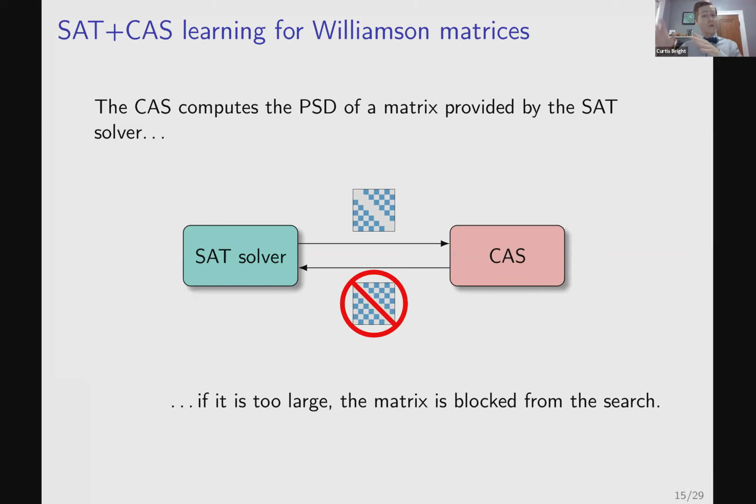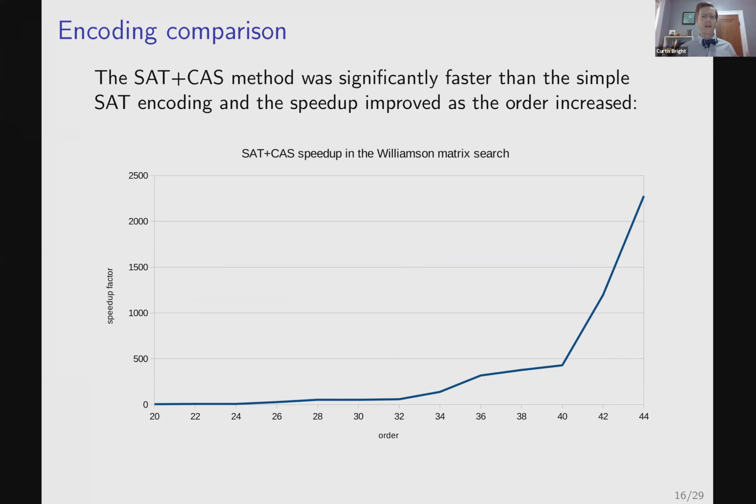So, once the CAS has this information, it can whisper in the SAT solver's ear, okay, block this, and keep executing the search, but never try this matrix again. And you can kind of make a heuristic argument that this is going to exponentially decrease the search space. And indeed, in practice, if you look at the running times, there's an exponential speed up in the running time if you compare the SAT approach to the SAT plus CAS approach.